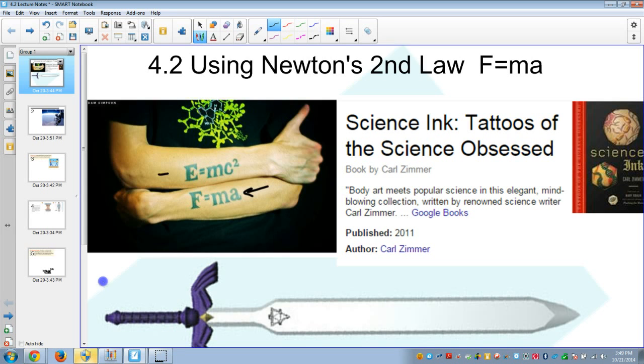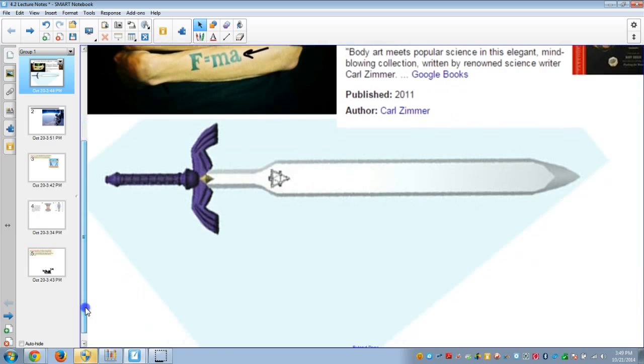Right along Mr. Einstein and his equation E equals mc squared. In the back of my room, I have a book entitled Science Inc. It's in my little library that's over there. If you want to see other cool tattoos that people have done that are very science-y, go ahead and check that out.